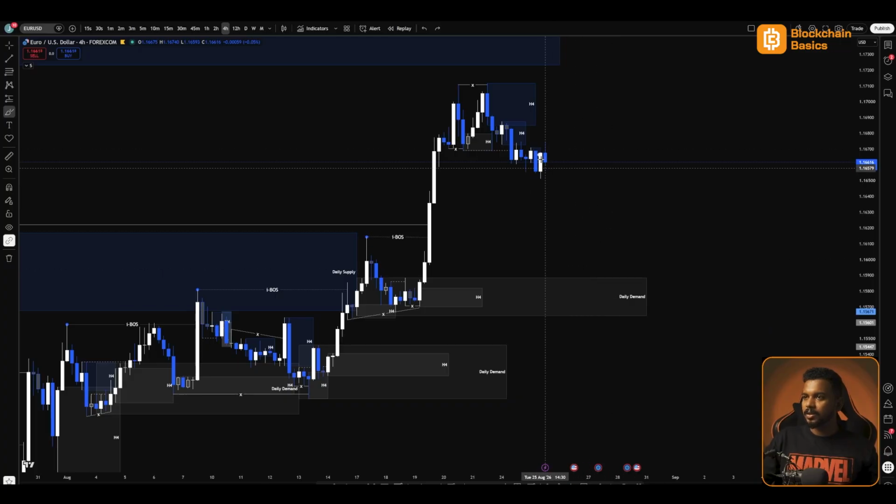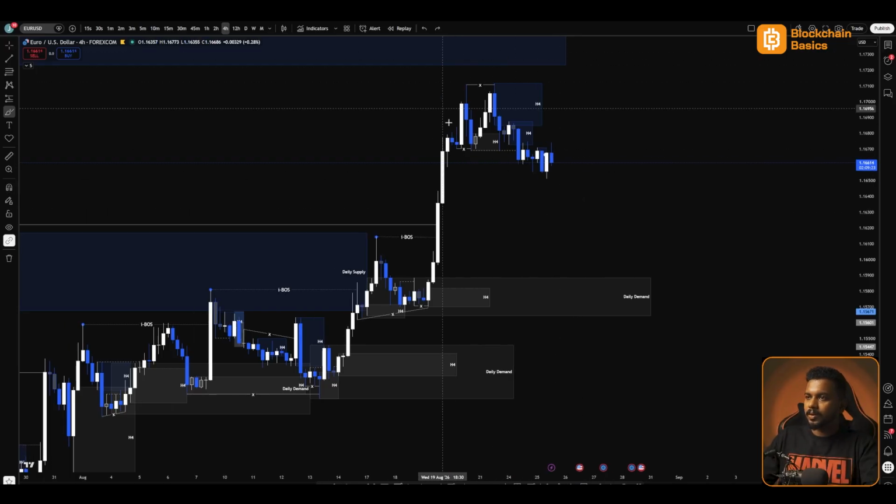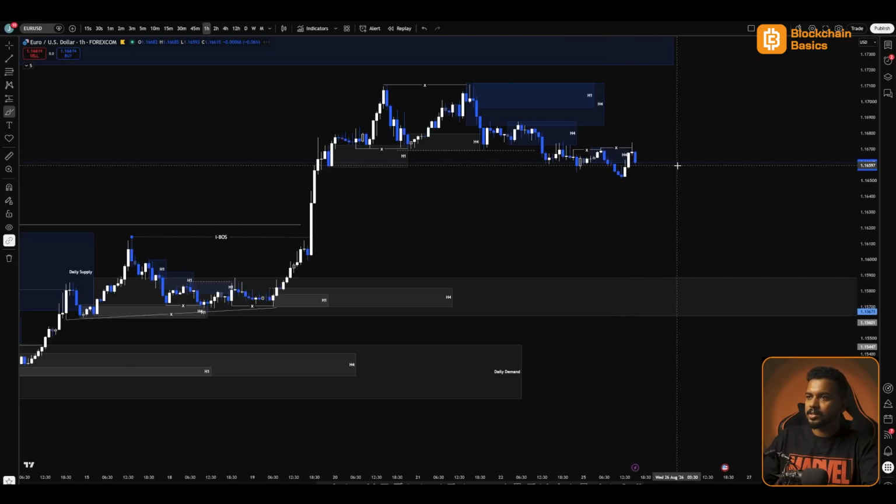This is one scenario. The other scenario would be like price could just continue down from here itself without any pullback. So this is what I'm seeing on the H4. We are in the pullback phase and I'm expecting a pullback into this daily demand. So we can look for shorts. So let's see on the H1.